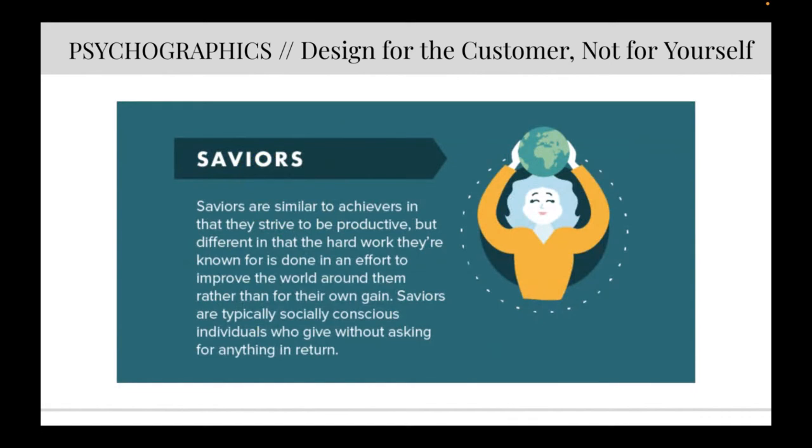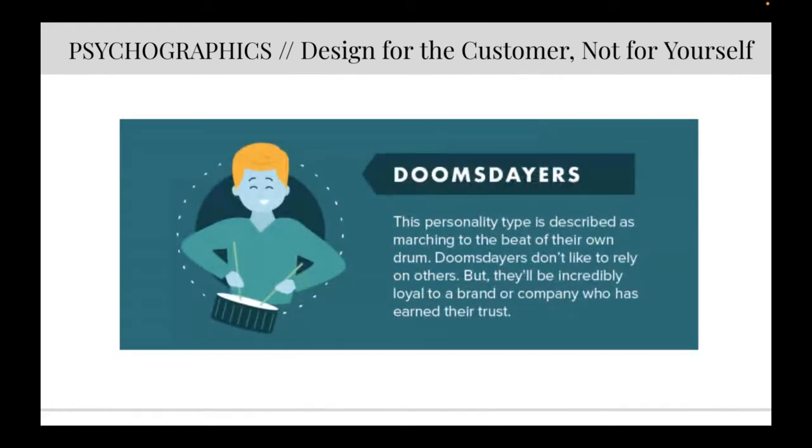Then we have saviors. These are socially conscious type A people. The person is not concerned with the world of achievement. He or she cares about family, community, and how his or her actions affect society. These people want to make the world a better place. And then there's socially conscious type B, or doomsdayers. This person has given up on humanity as a whole. Such people have created their own small communities.